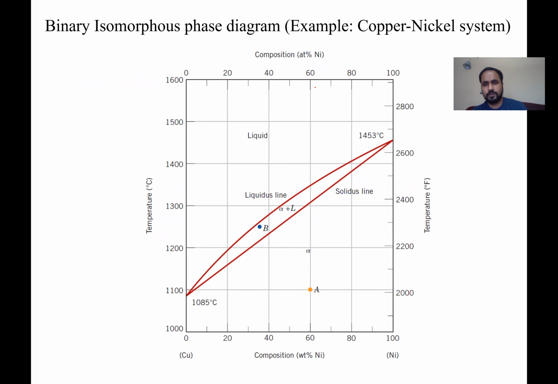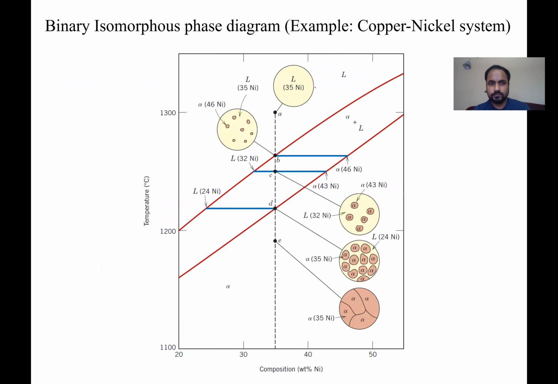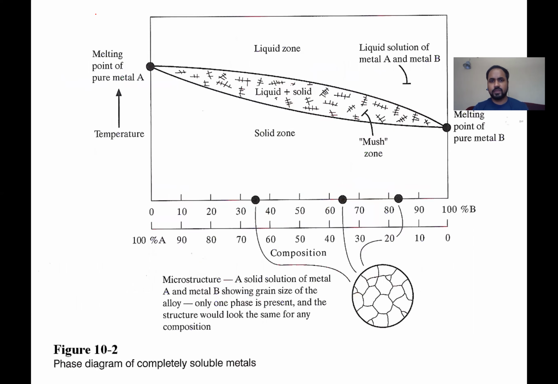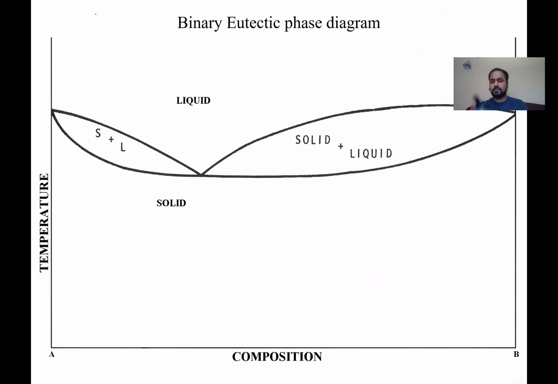This is an example from the Callister book itself. It's the same example. You have liquid, solid, and in the middle you have a mixture zone. These kinds of diagrams are called a binary isomorphous system. It's called isomorphous because it is completely soluble, like one component is 100% soluble in the other component.